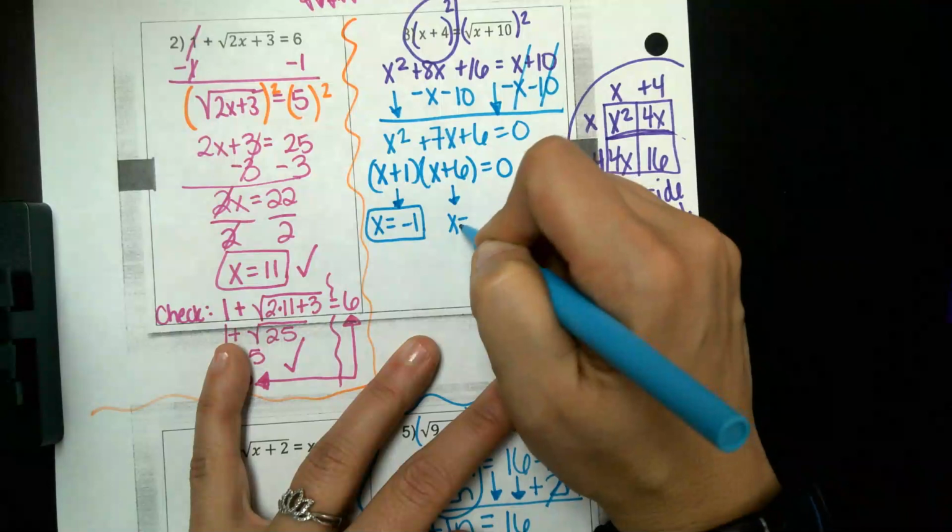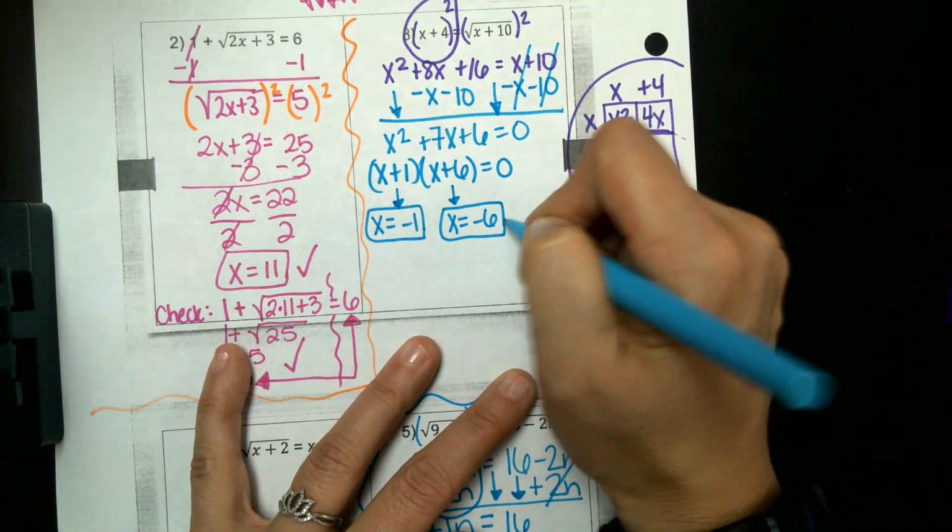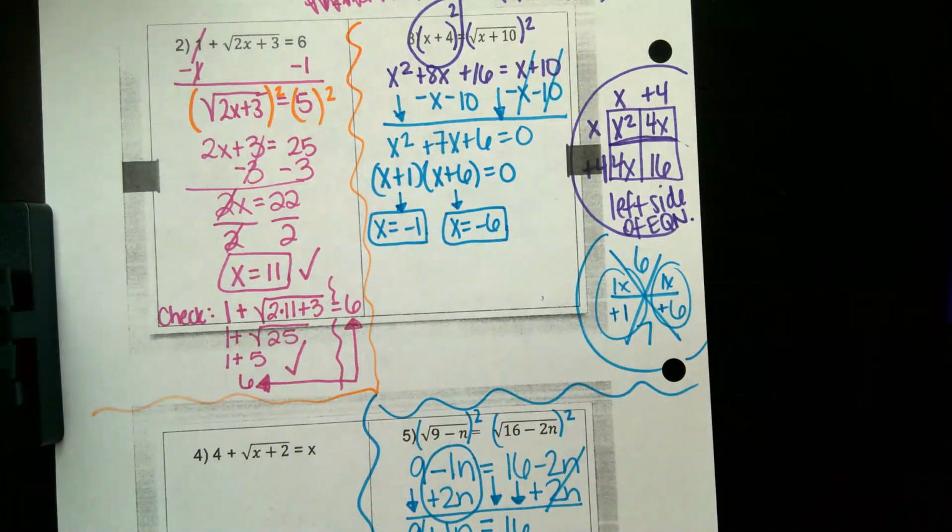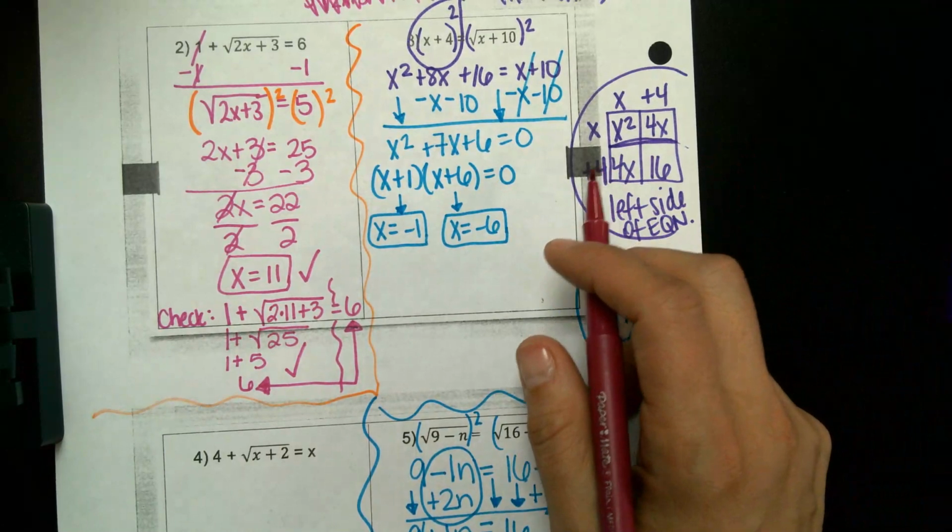Yep, -1 and -6. Now there is a really good chance that since we just got two answers, one of them is false. Okay, when you get one answer, most of the time your one answer is going to be fine unless you messed up somewhere. Okay, when you get two answers, it is pretty common for you to get one true, one false. Okay, so I definitely have to plug these in.